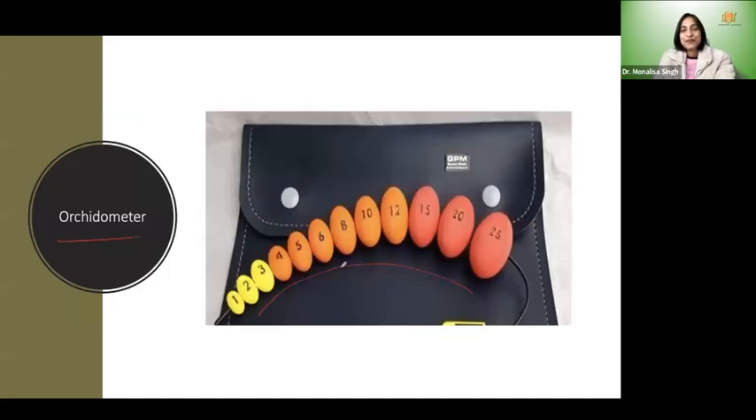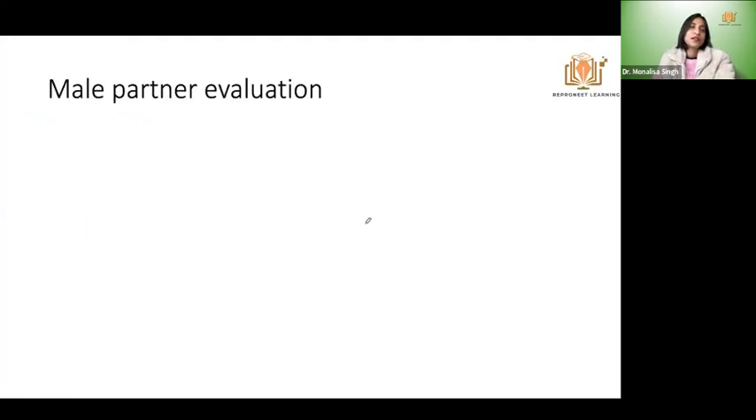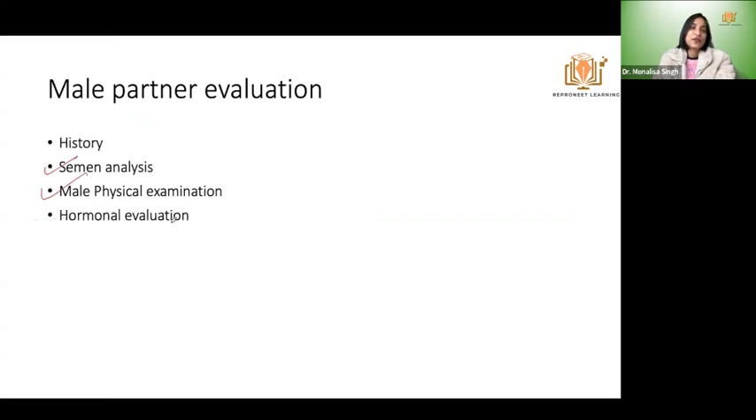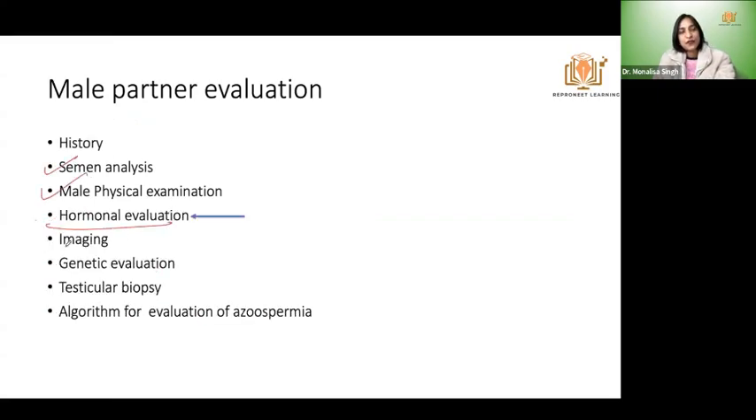This is what it looks like. Balls to measure the size of balls. They just look like this. And they've written the volumes here. And you have to see which one matches this size. So it is this volume. Anyways, that was funny. So we have done semen analysis and male physical examination. Now we'll do hormonal evaluation and then imaging and all those things.